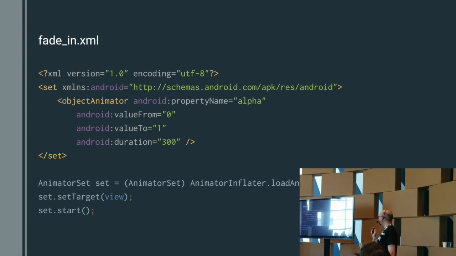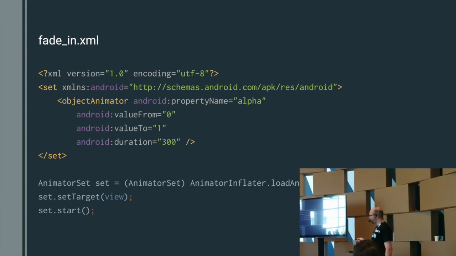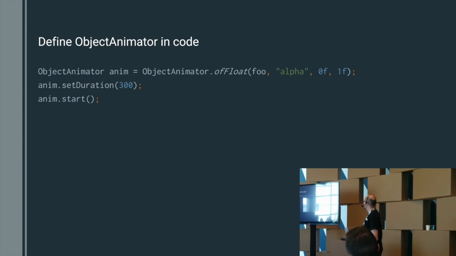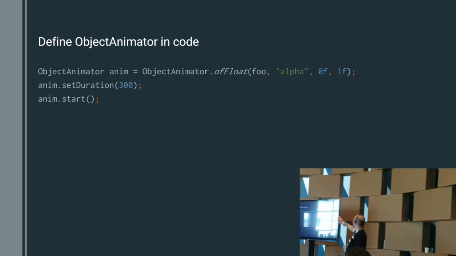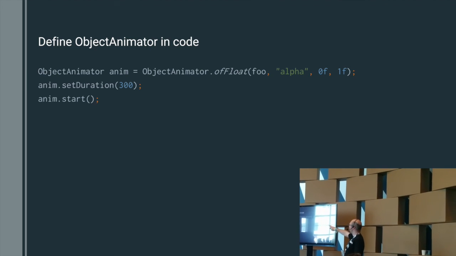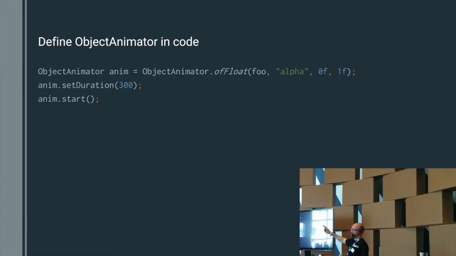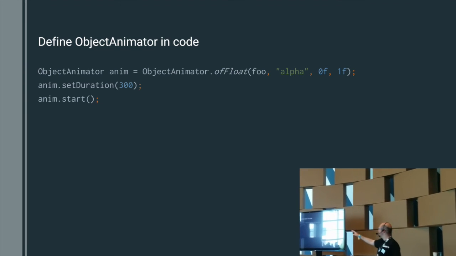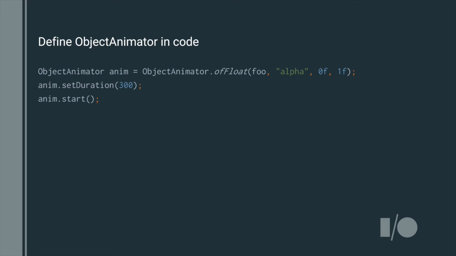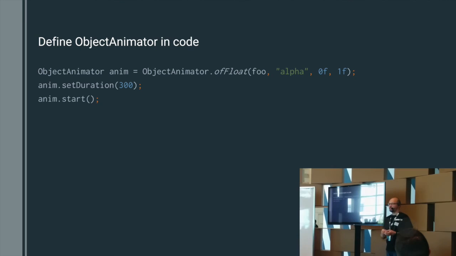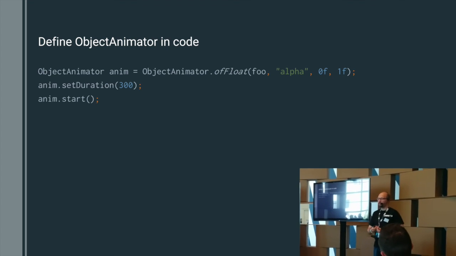And even for view property animators, you can do them in code. You instantiate an object animator of float from 0 to 1 with the property alpha. You set the duration, start, same thing. You're actually passing the full view there. So you're doing the same thing in even less code. My point: three lines of code, it is very, very simple to put in an animation that makes things better for your users.